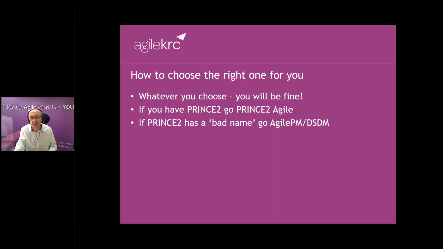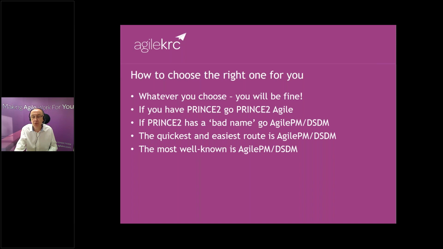It might just be too much hard work to try and realign people. So just bring in a fresh broom and go down that sort of route. The quickest and easiest route, because you will need the PRINCE2 prerequisite at the moment, is go AgilePM DSDM. If you're a contractor, you want to get something quick on your CV, go down the AgilePM DSDM route. It's not necessarily cheaper, not necessarily more expensive. It's just in terms of days spent in a training room, days to get to, say, practitioner level, that's your quickest and easiest route. The most well-known qualification at the moment, 2018, is AgilePM DSDM.